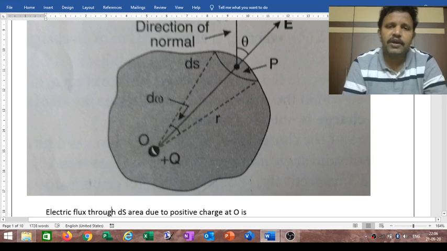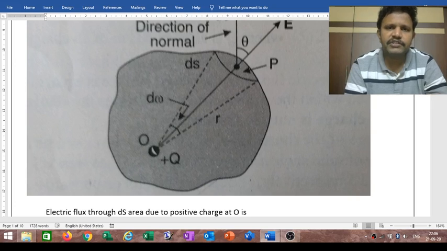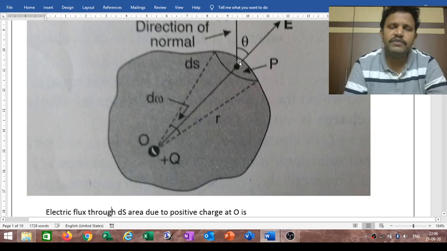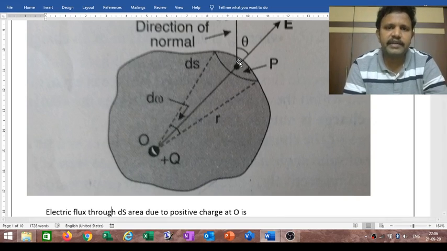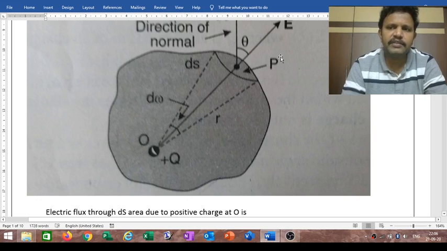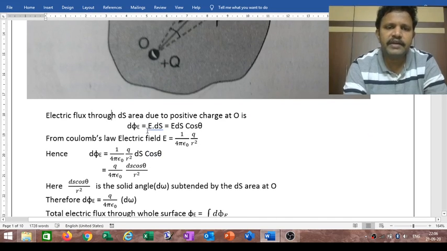In this case, actually our question is to determine the entire electric flux through the entire closed surface. But for our convenience, first we calculate the electric flux through ds area. Later, we simply integrate this and get the entire electric flux through the entire area. For this, let us assume that d phi is the electric flux through ds area. Therefore, from definition, d phi E is equal to E dot ds, that is E ds cos theta.